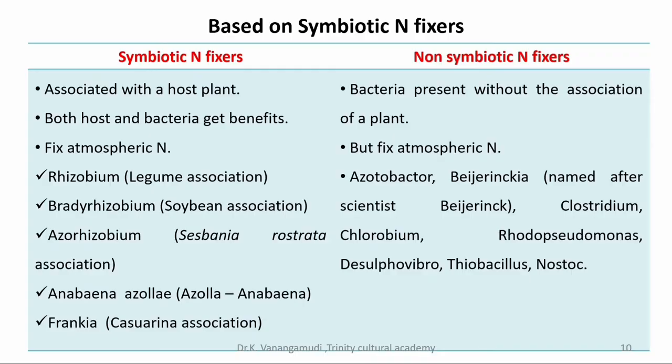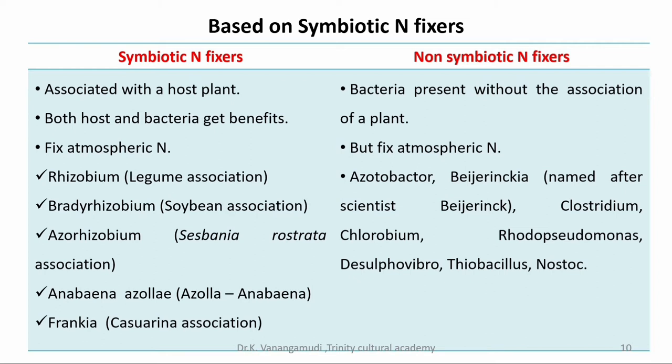The last group is based on nitrogen fixation. There are two types, namely symbiotic nitrogen fixers and non-symbiotic nitrogen fixers. Let us discuss symbiotic N fixers in detail. It is associated with the host plant. Both host and bacteria get benefits. It fixes atmospheric nitrogen. Rhizobium associates with legumes, whereas Bradyrhizobium associates with soybean, Azorhizobium associates with Sesbania rostrata, Anabaena azollae lives on Azolla, and Frankia has association with Casuarina.